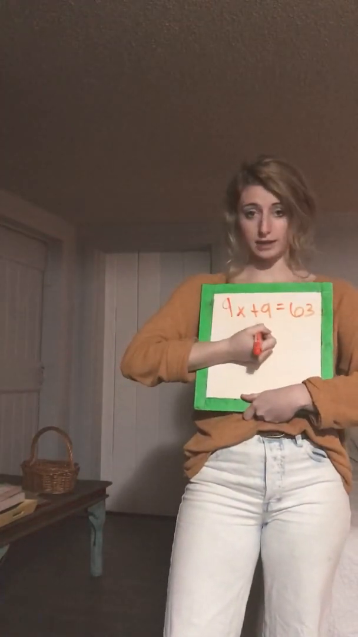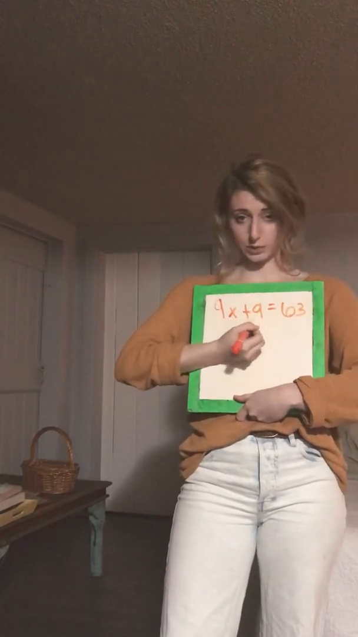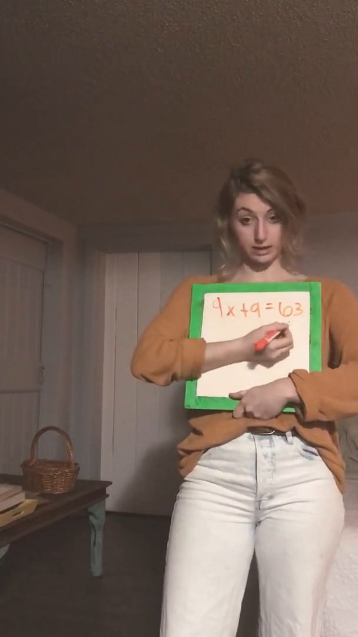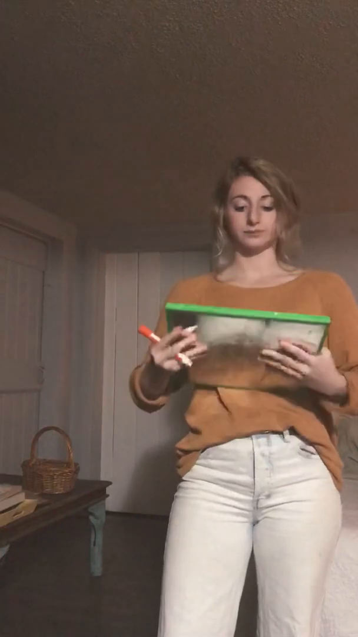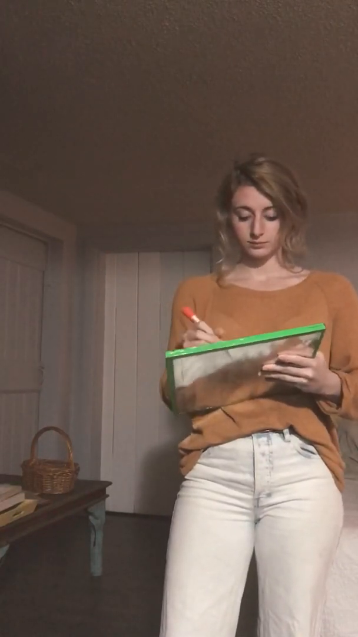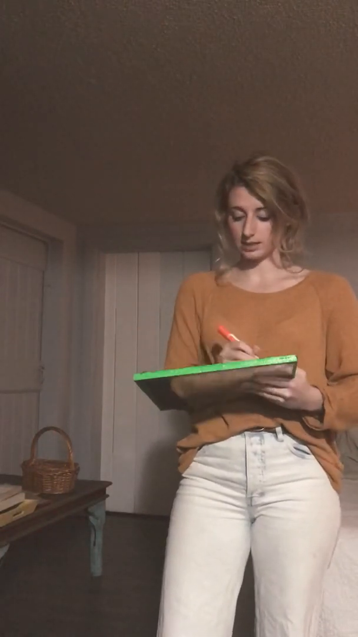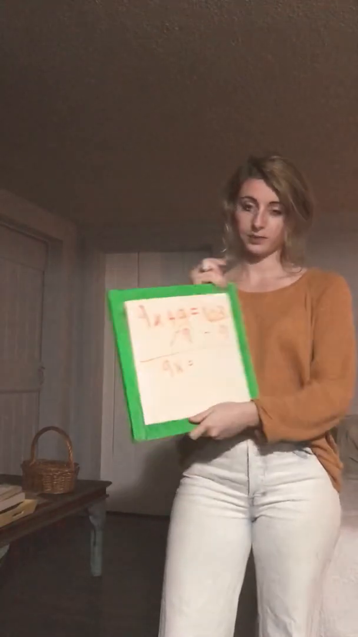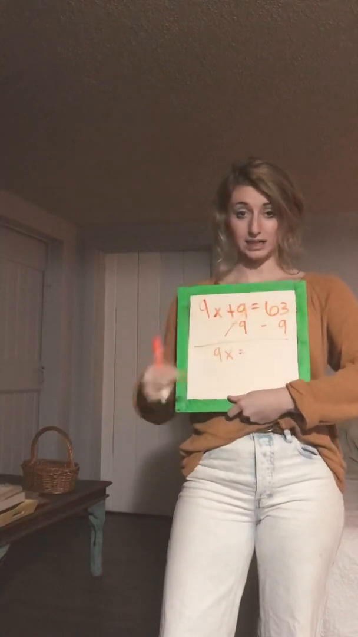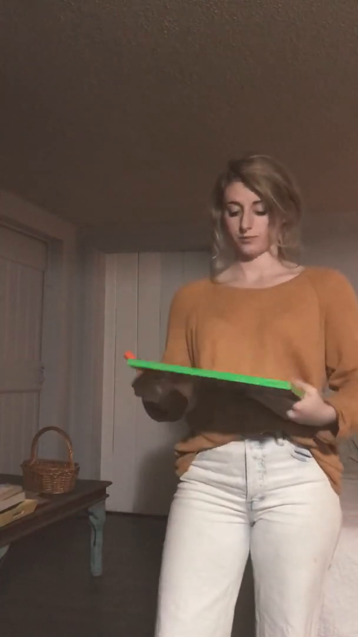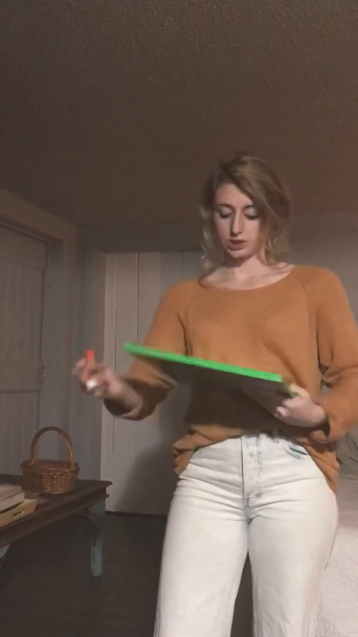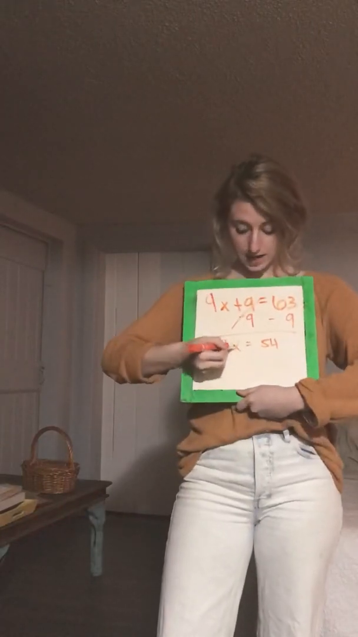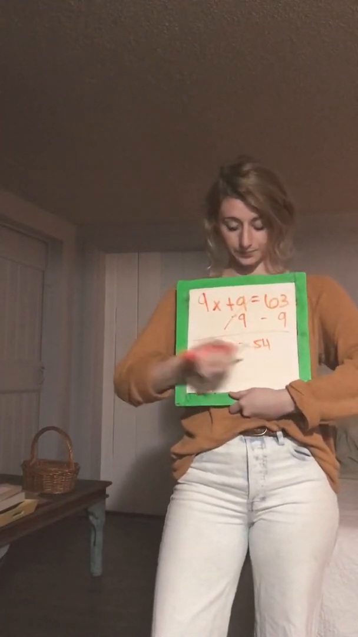So we need to subtract 9. We have to get x by itself. We need to get rid of this 9 over here. We need it to go to this side. So subtract 9. And then you have to subtract 9 from 63. So 9x equals 63 minus 9 equals 54. So our new equation is 9x equals 54.